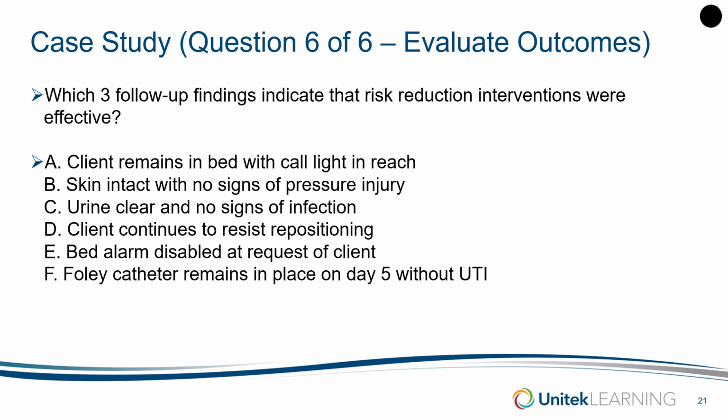Different than the select all that apply that we had earlier, which did not tell you how many you had, this is called a select all that apply for number. You know that because it says which 3, so it tells you very specifically how many you should select. Which 3 follow-up findings indicate that risk reduction interventions were effective. And I'm going to, again, ask you to pause here, look at these, determine which 3 indicated that the risk reduction was reduced.